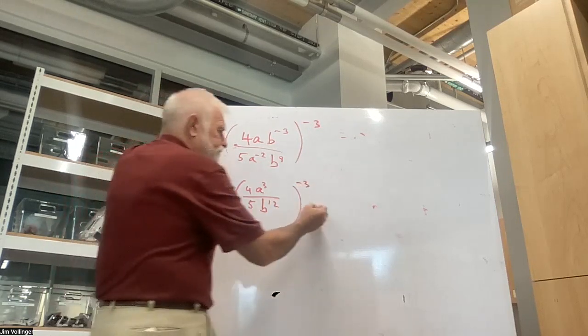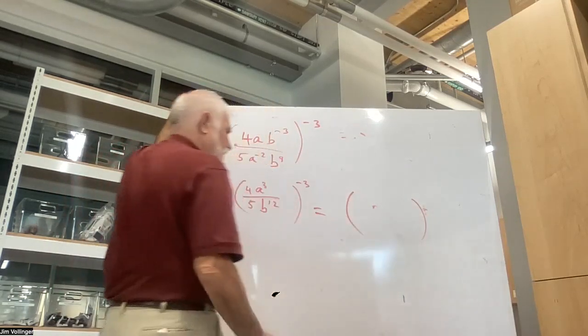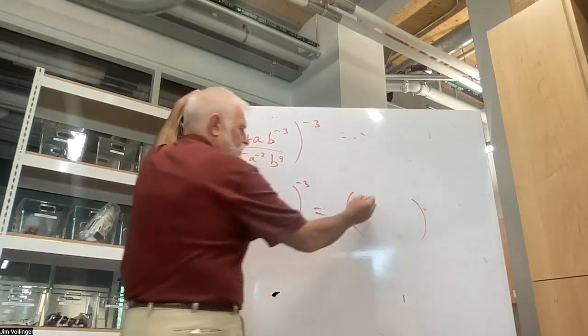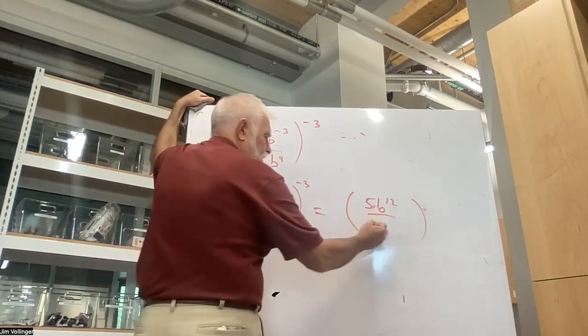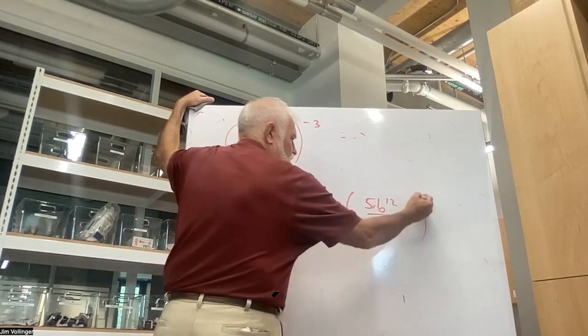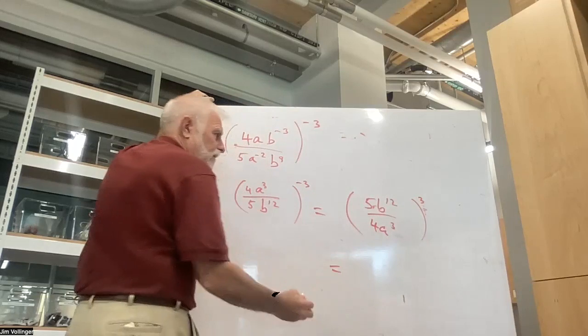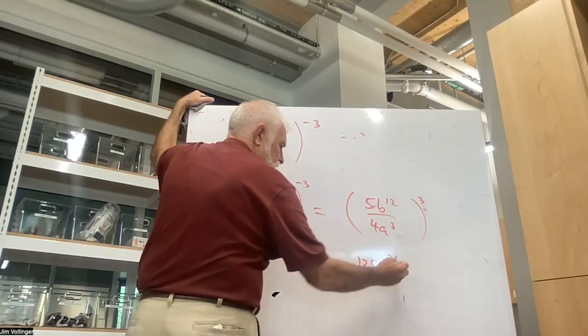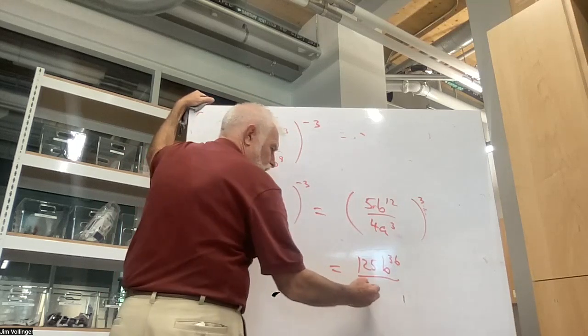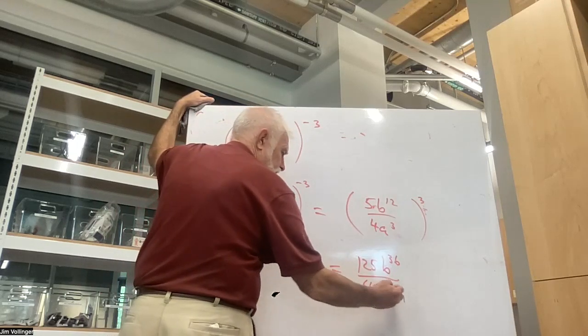I'm going to flip it. So I got 5 b to the 12 over 4a to the 3. And now I'm going to cube it. And so my final answer, 125 b to the 36 over 64 a to the 9.